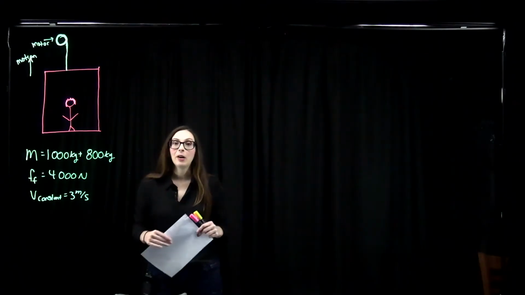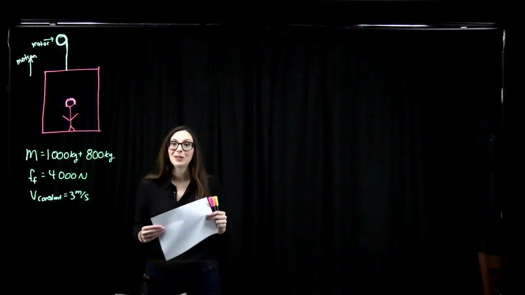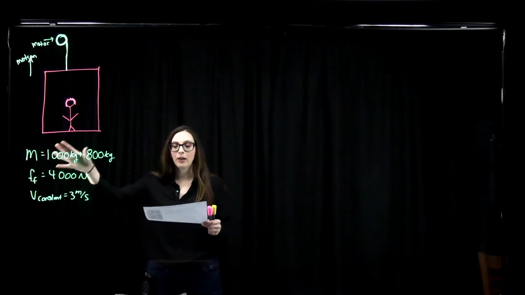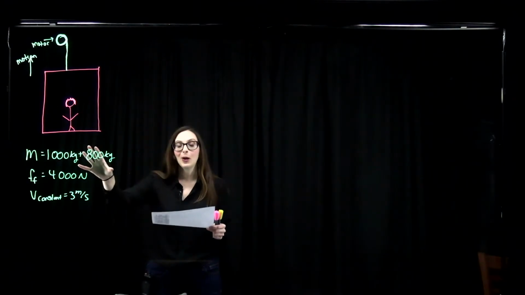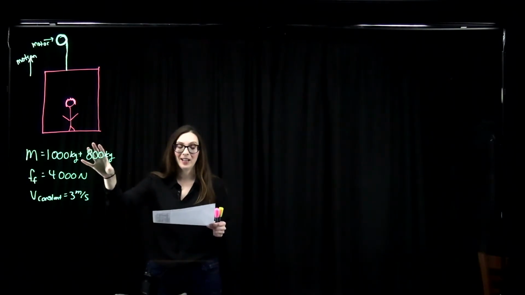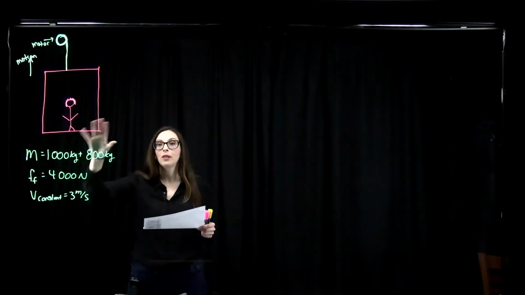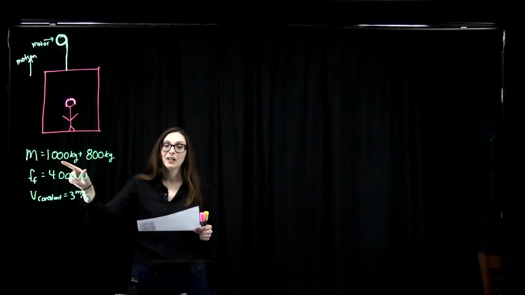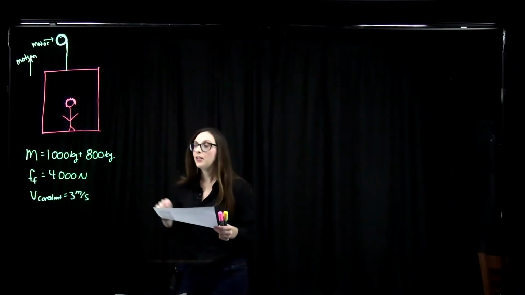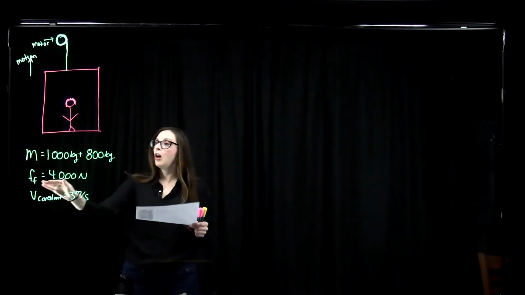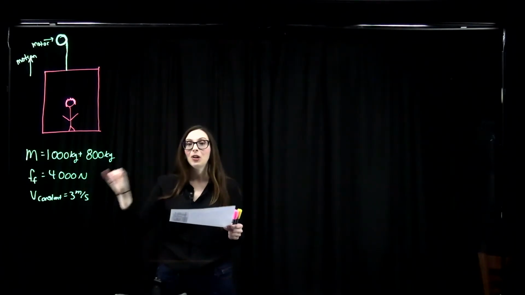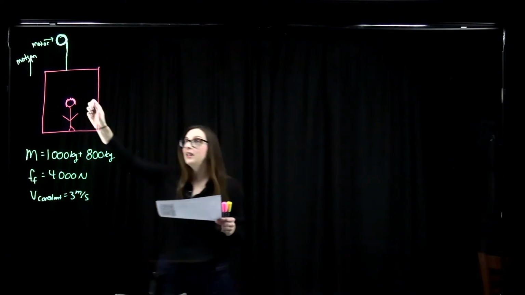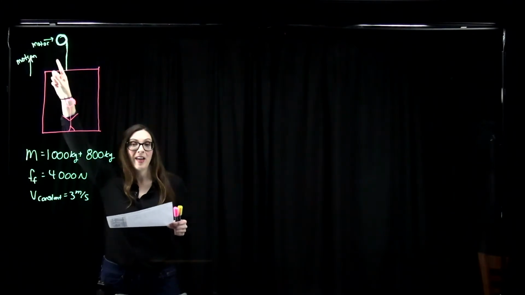We are going to use our concept of power and combine it with Newton's second law in order to solve this problem here. We have a 1,000 kilogram elevator which carries a load of 800 kilograms. So the sum total of the mass of my elevator plus the people inside it is 1,000 kilograms plus 800 kilograms. There's a constant friction force of 4,000 newtons that's retarding the motion of this elevator as it is pulled upward by the elevator motor.